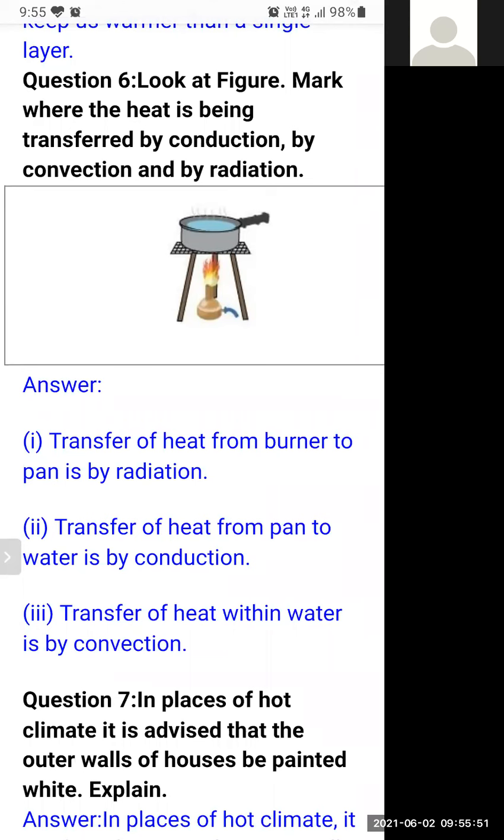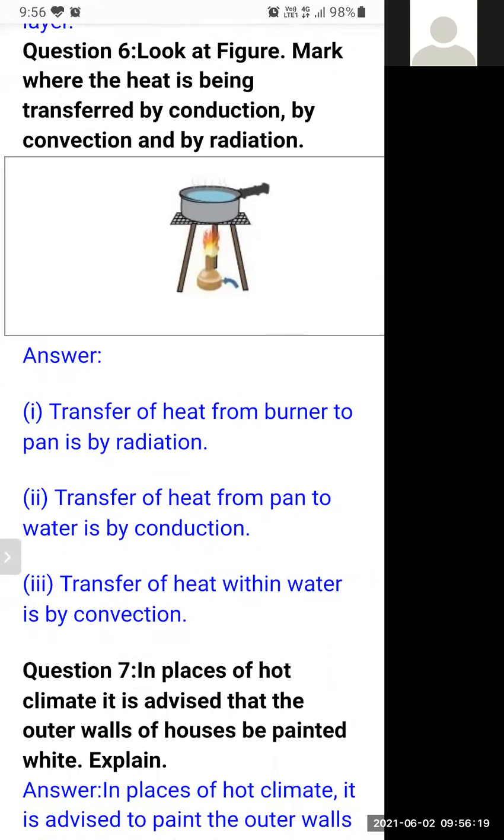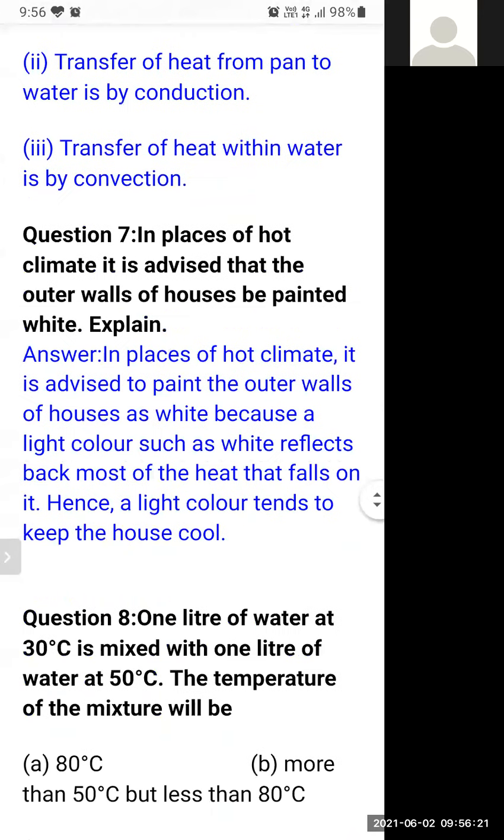Okay, students, so simple. From the burner to the pan, it is transferred by radiation. From the pan to the water, it is transferred by conduction because the pan is a solid. Within the water, we have also performed an activity in case of water. So within the water, heat is transferred by convection. Question number 7.